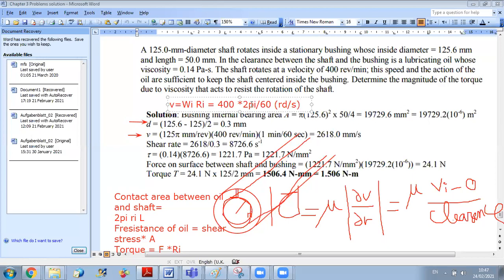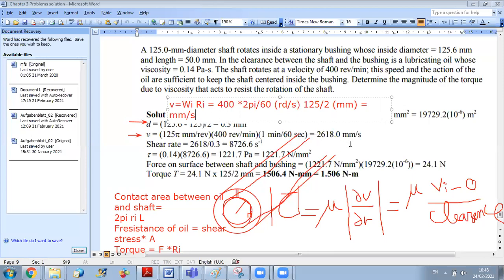Now, for the radius, if I multiply by the value in millimeter, which is 125 over 2, then the final unit will be in millimeter per second. So just make sure to pay attention to units. If you keep radius in millimeter, you get V in millimeter per second, and you can then convert it. It's 2.618 meter per second.